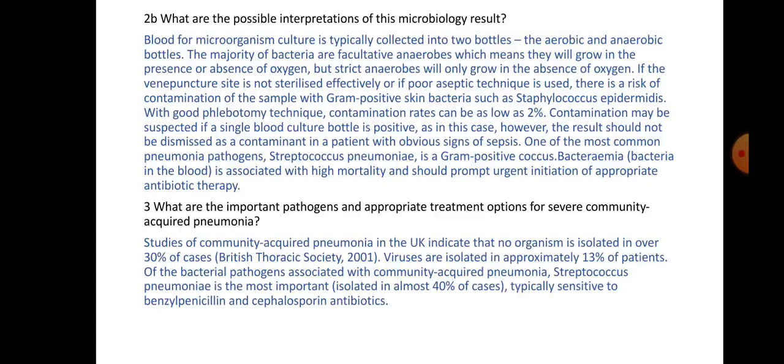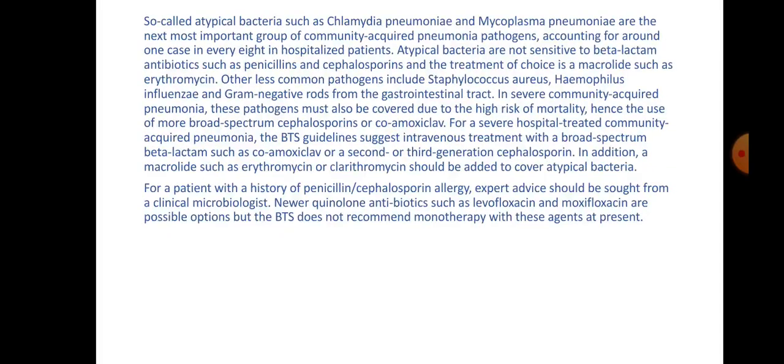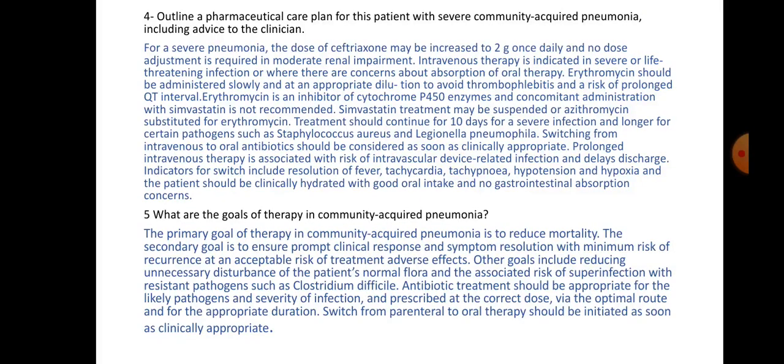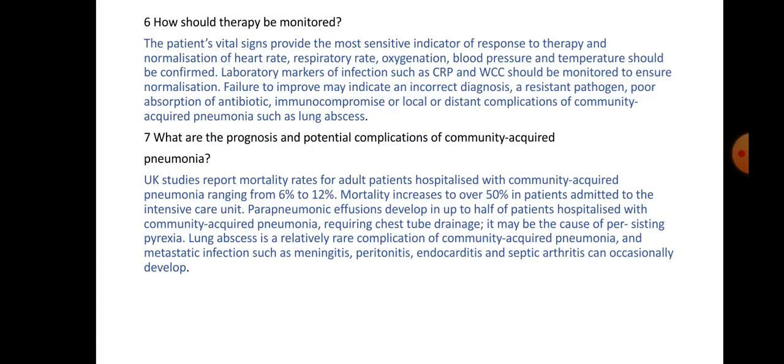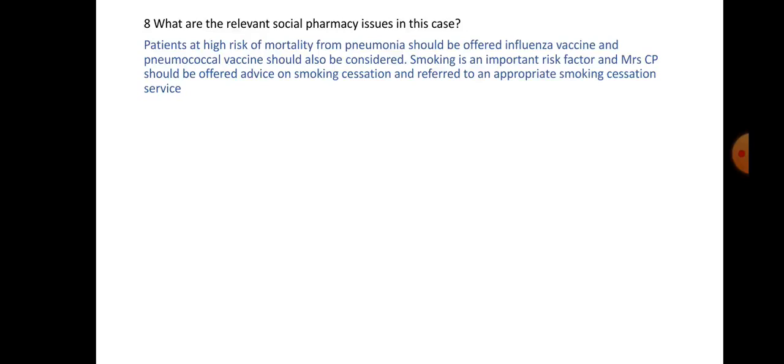So what are the possible interpretations of these microbiological results? What are the important pathogens and appropriate treatment options for severe community acquired pneumonia? And now a pharmaceutical care plan, how to carry out all this. What are the goals of therapy and how should the therapy be monitored? What are the prognosis and potential complications of community acquired pneumonia? Last one, what are the relevant social pharmacy issues in this case?